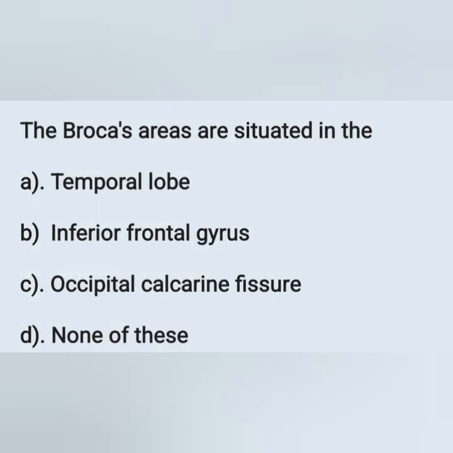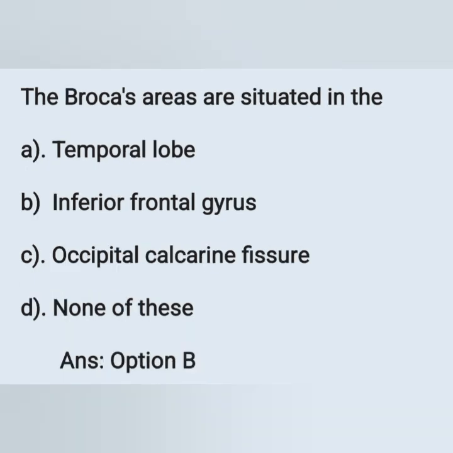Move on to the next question. Broca's area is situated in the. Options: option A temporal lobe, option B inferior frontal gyrus, option C occipital calcarine fissure, option D none of these. Broca's area is also known as the speech center. So it is situated in the inferior frontal gyrus. Option B is the correct answer.